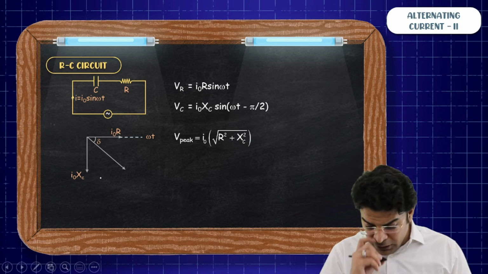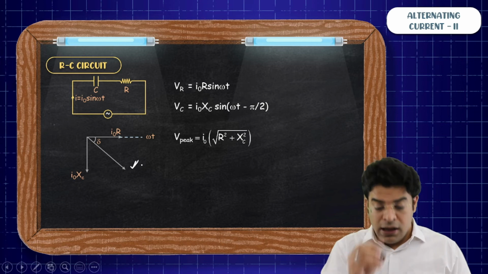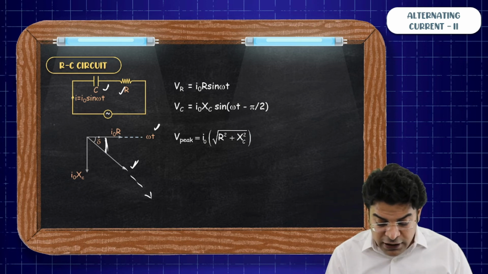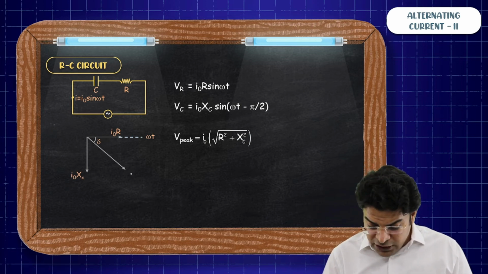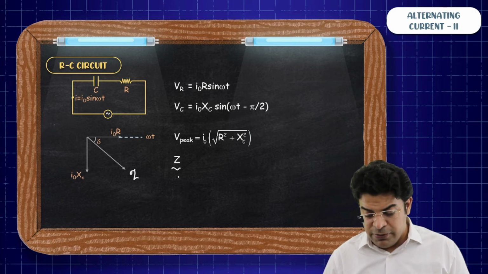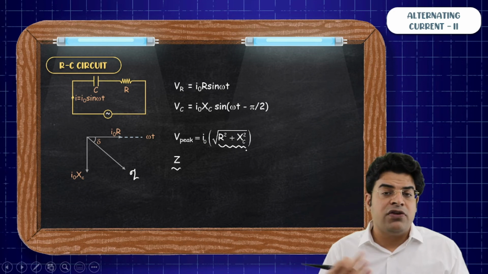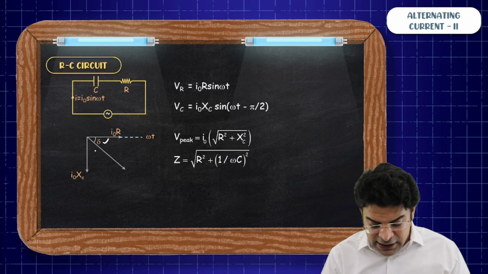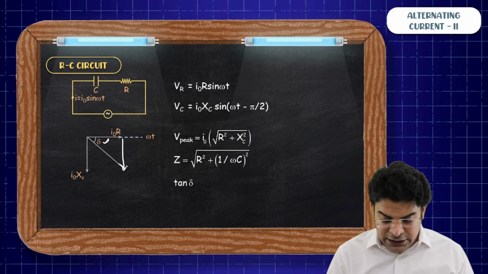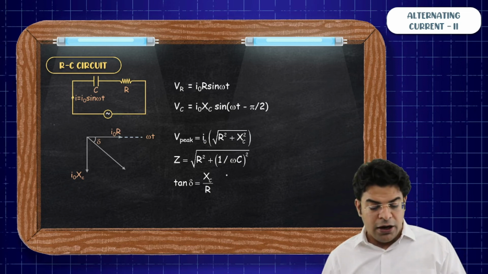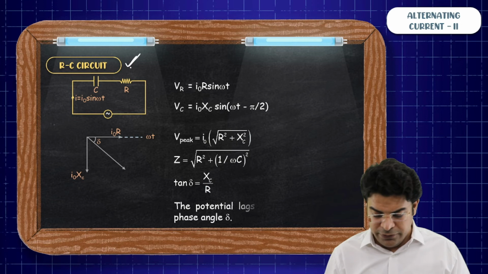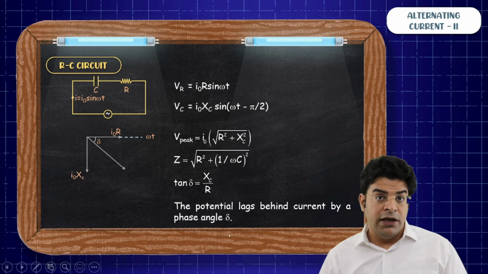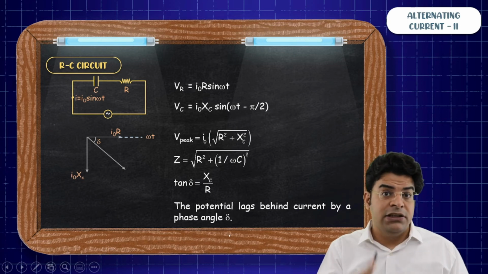Now, bachon, we know that in the case of RC circuit, the phase of potential lags behind that of the phase of current by some angle delta. The impedance will be equal to under root of R square plus XC square, and in place of XC you can write 1 by omega C, so you get under root of R square plus (1 by omega C) square. And tan delta will be I naught XC by I naught R, so that becomes XC by R. Do remember that in the case of RC circuit, the current leads, the potential lags, by a phase angle delta.